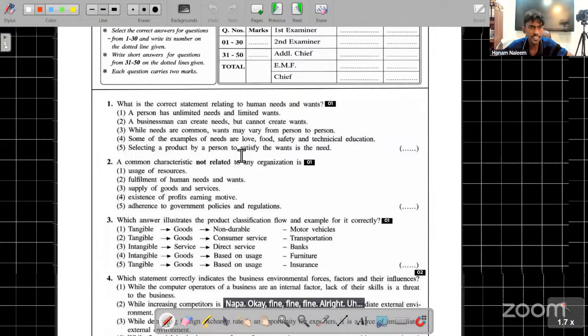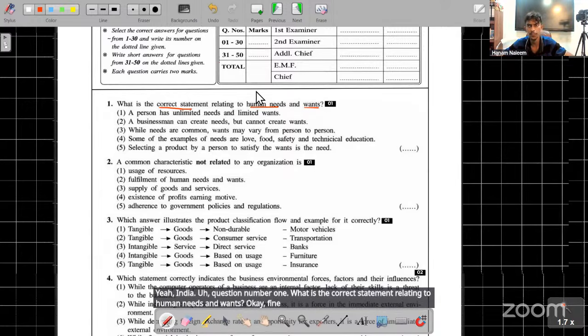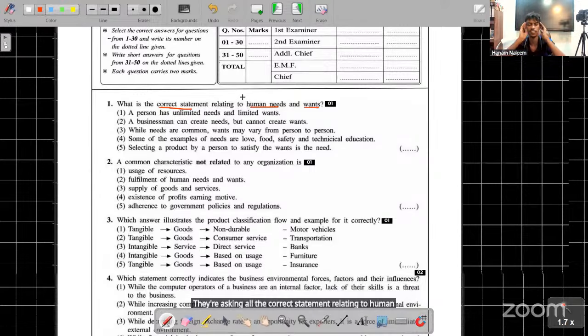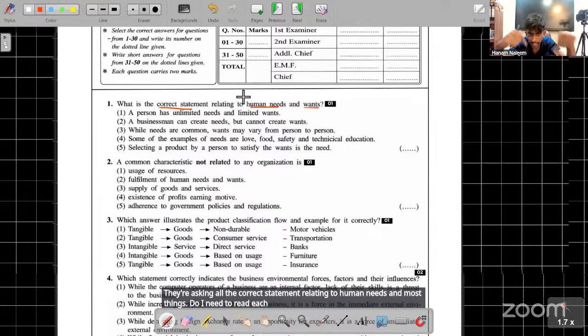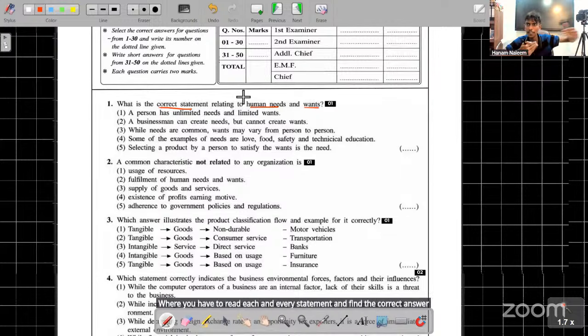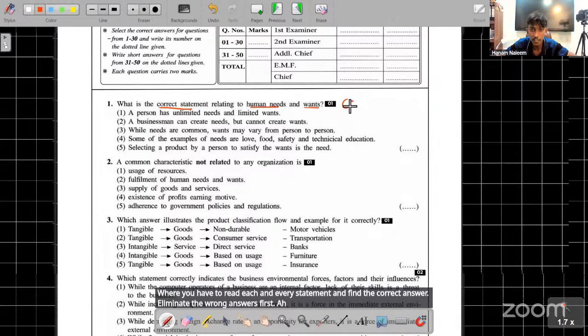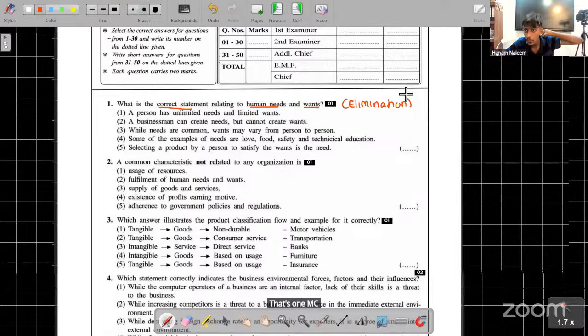Yeah. Question number 1. What is the correct statement relating to human needs and wants? Okay, fine. Now see, if you want to find the answer for this question, do I need to read each and every sentence? They're asking all the correct statement relating to human needs and wants. Think, do I need to read each and every option and then find the answer? Ah, yes. Okay. What do we say for this method? Where you have to read each and every statement and find the correct answer. You have to eliminate the wrong answers first. For this type of MCQs, we call it the elimination technique. That's one MCQ technique. So I'm taking one arrow from my armory.